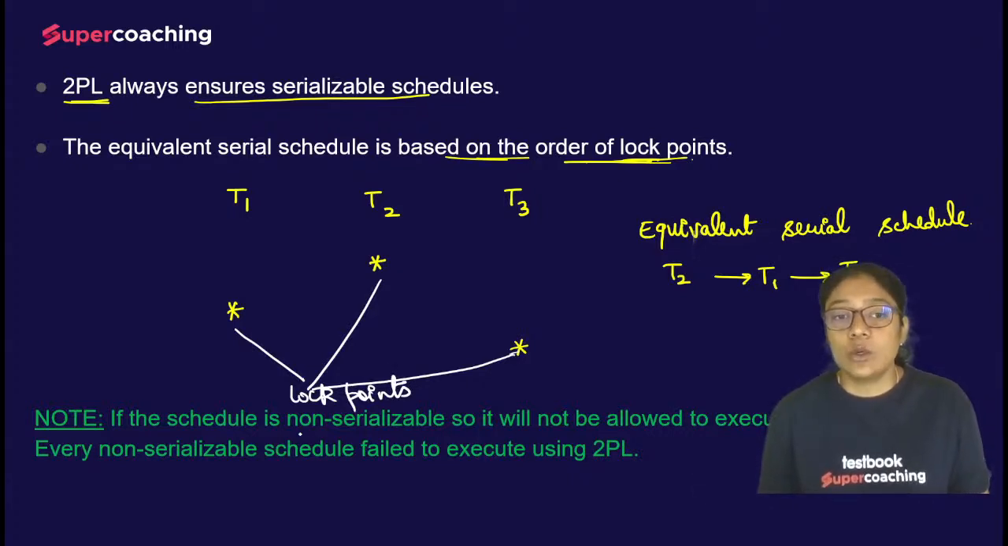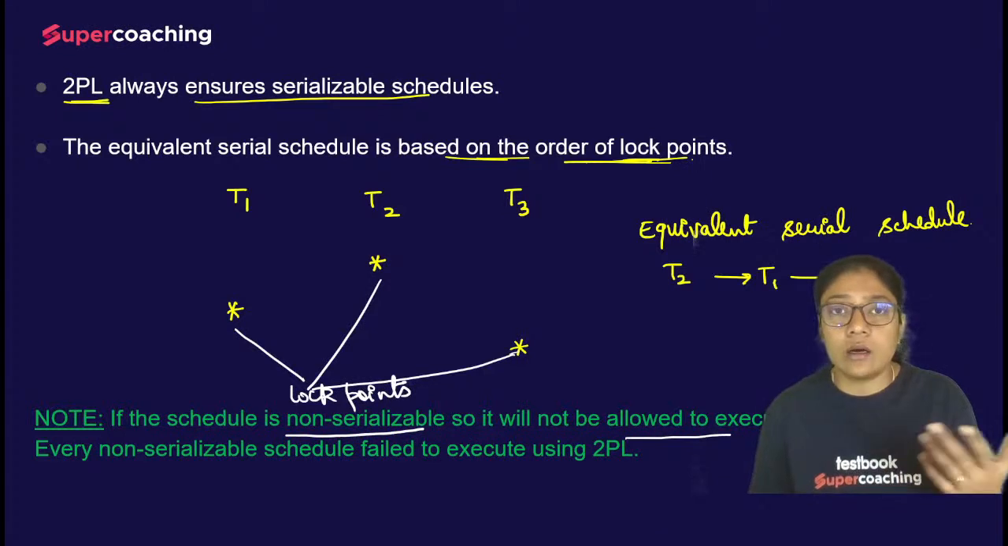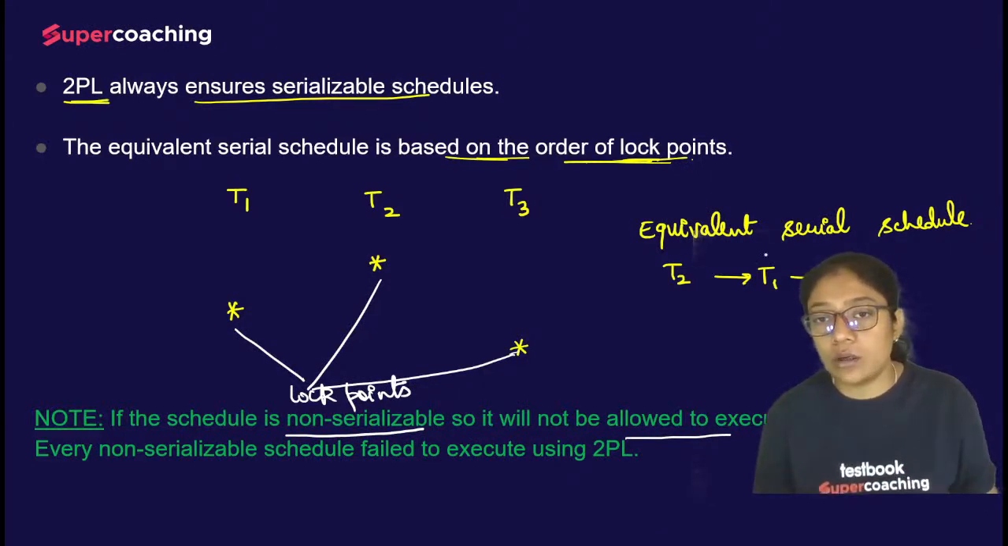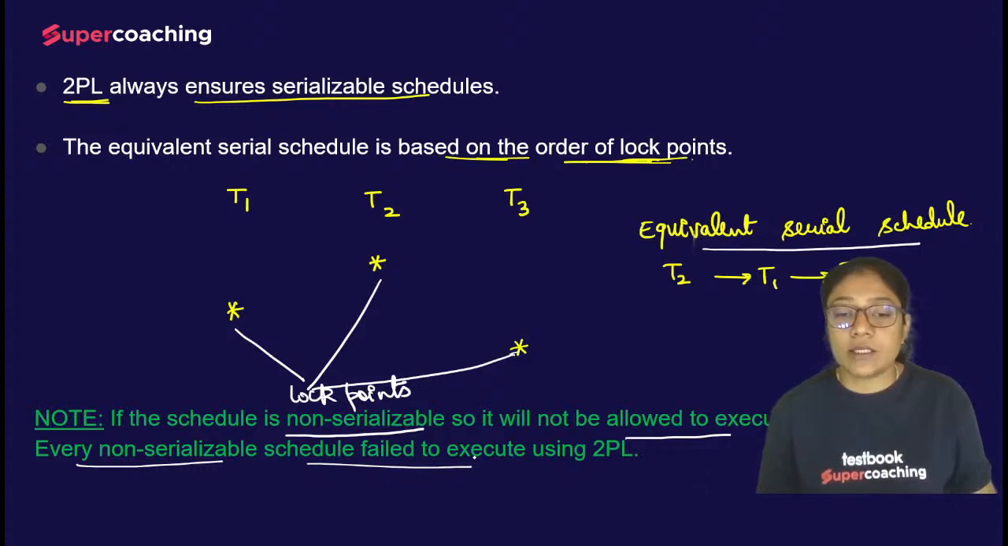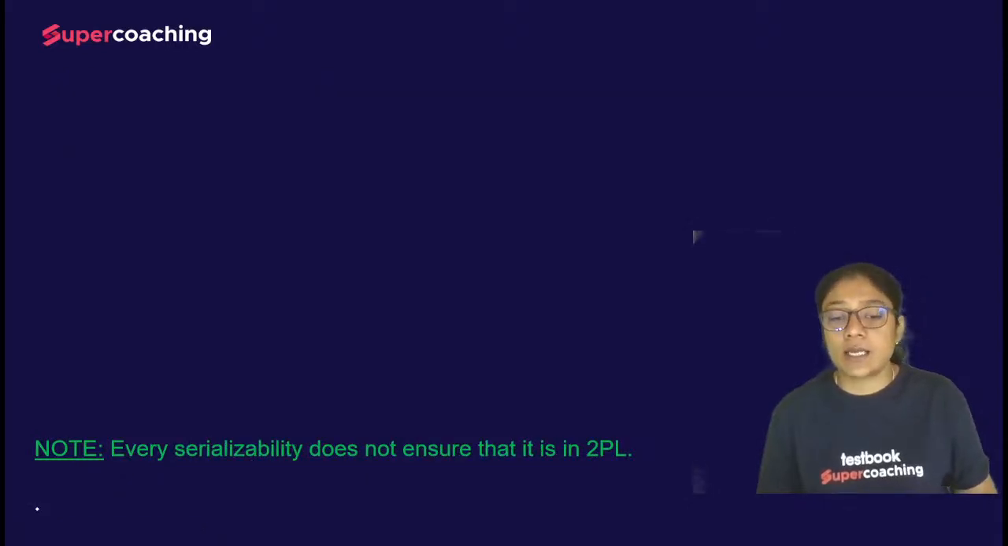So if the schedule is non-serializable, it will not be allowed to execute in 2PL. और अगर serializable है, then we can write the equivalent serial order, and that serial order will be based on the order of the lock points. So every non-serializable schedule fails to execute in 2PL. Make sense? You're ready for the example? So let us consider one example.